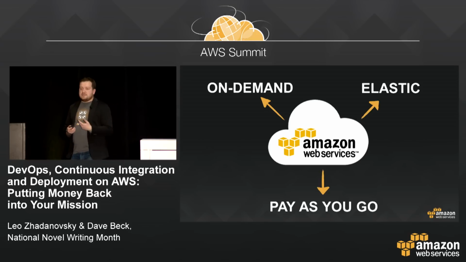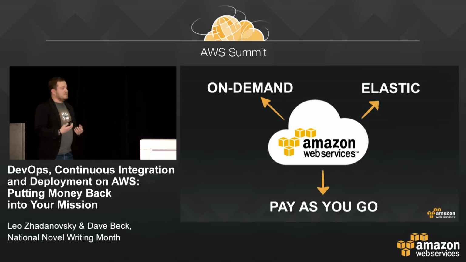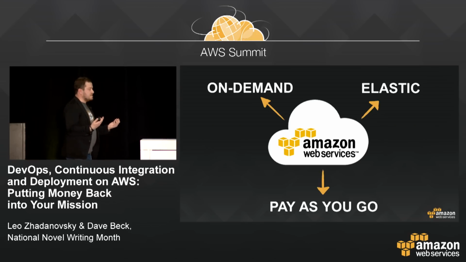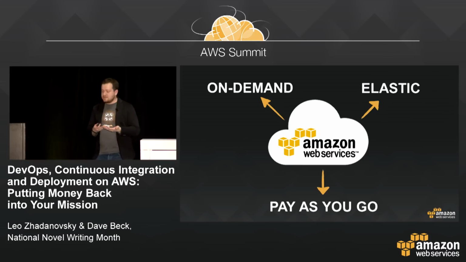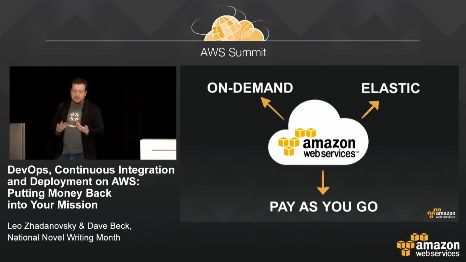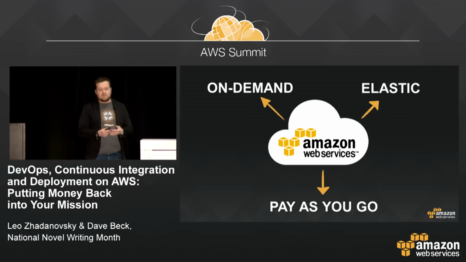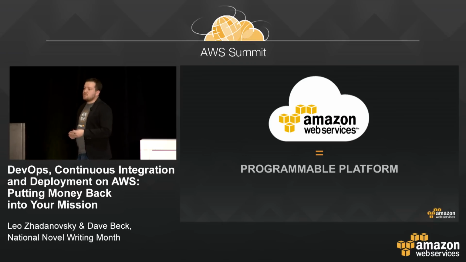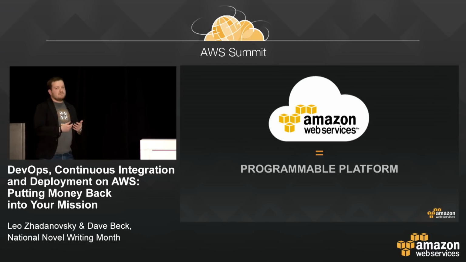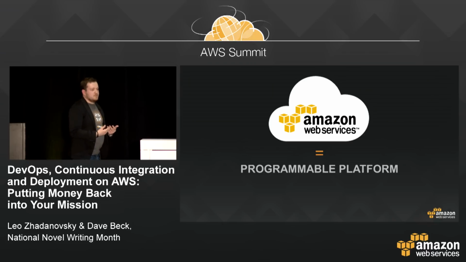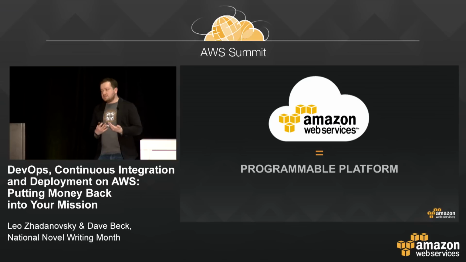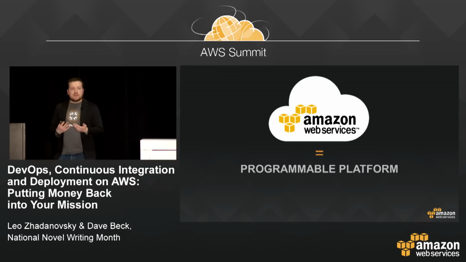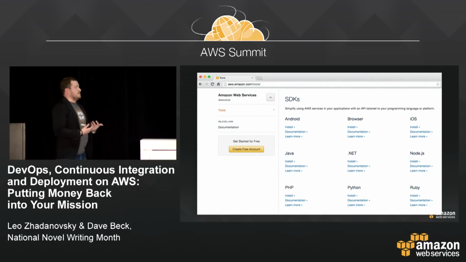So AWS, again, just to reiterate, it's elastic. So you can spin up 100 instances. You can turn off 95 of those instances as you need. It's on demand, so you get resources whenever you need them. And it's pay as you go, so you pay only for what you use. It's also a programmable platform. What that means is that the vast majority of our services are built with APIs in mind. Because they're built with APIs in mind, you can automate against them and you can script against them.